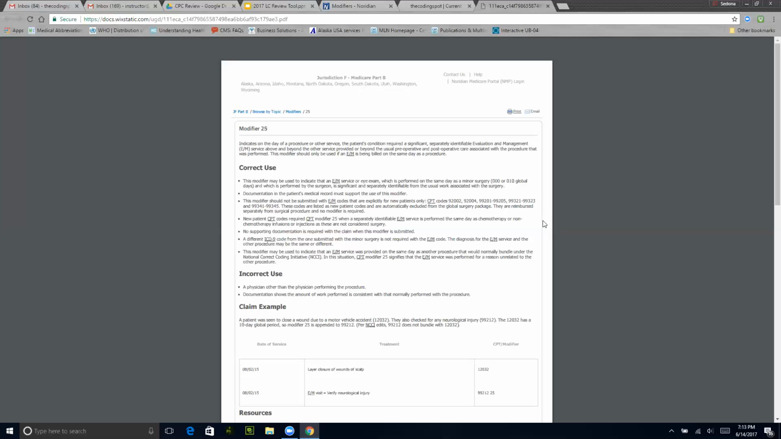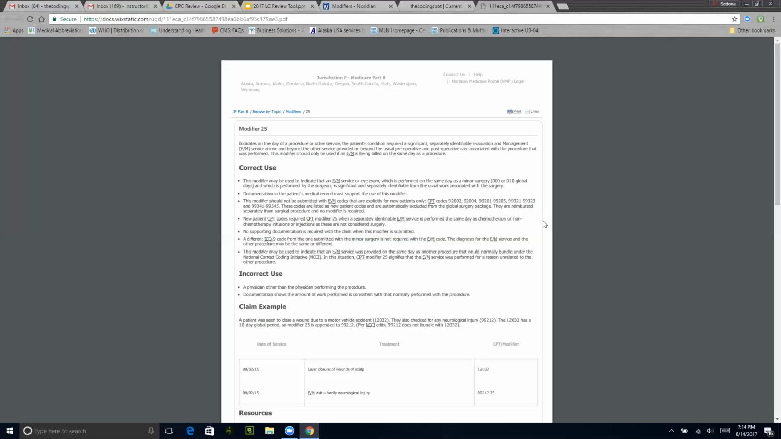Okay, so incorrect use, a physician other than the physician performing the procedure. So this is pretty much self-explanatory, right? Because it says that in the actual definition of Modifier 25, it says by the same physician or other qualified healthcare professional on the same day of the procedure. But that's a good point that it's calling that out, because those are important words to look for when you're reading a case study, or you're reading a date of service. It's important to look for those type of words. Is it a physician other than the physician performing the procedure? Because that is an incorrect use of Modifier 25.